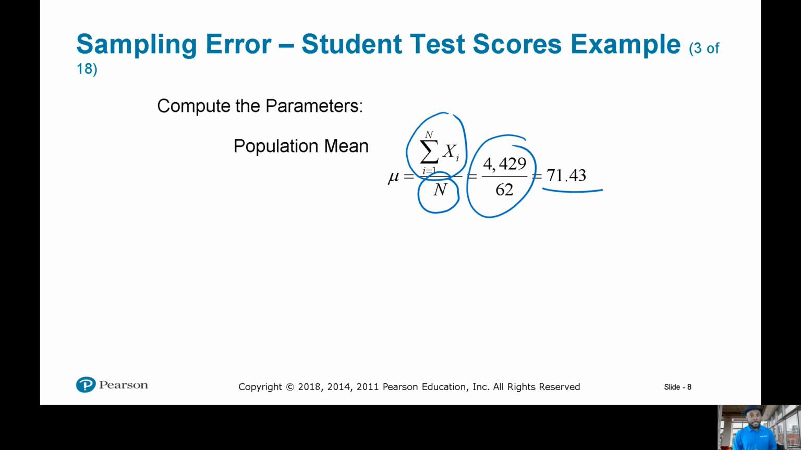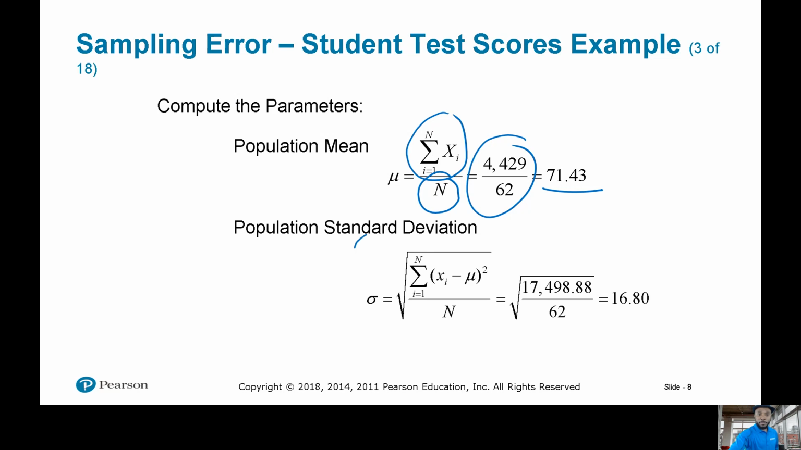Now, what about the standard deviation? If you remember, we came up with this formula, and as I said, you don't have to remember this formula because in this class we will use software like Minitab to compute this for us, okay? However, there is a difference between a population standard deviation and a sample standard deviation.